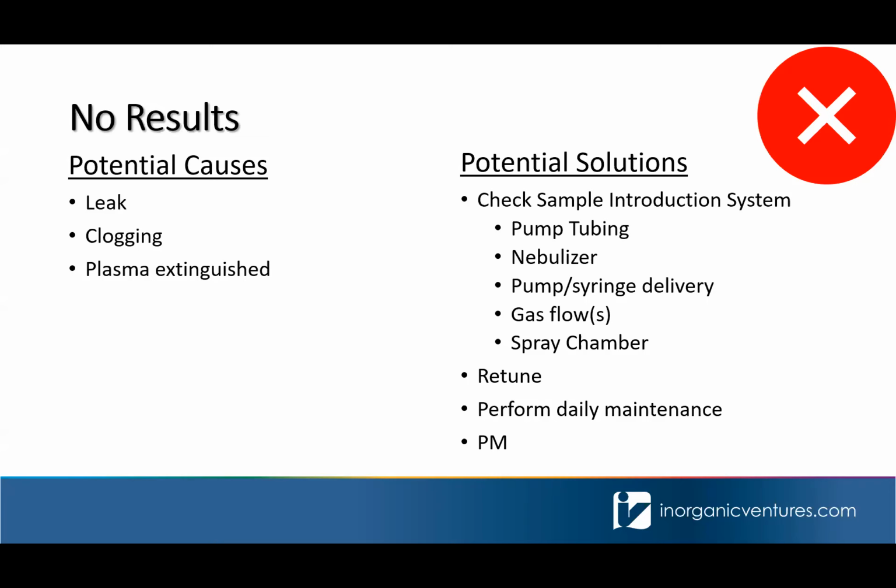For stubborn clogs, what we recommend is soaking your nebulizer in dilute acid, or for extra tough clogs, we can soak our nebulizer in a commercially available detergent. We use a 2.5% solution of a detergent called RBS 25.